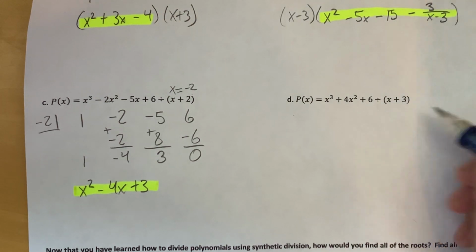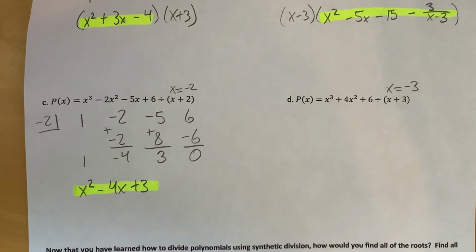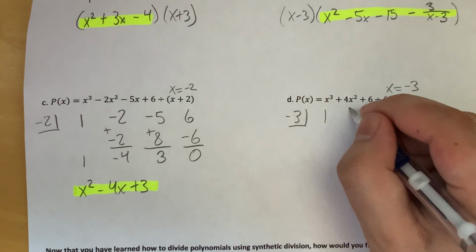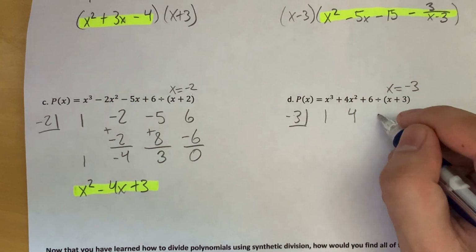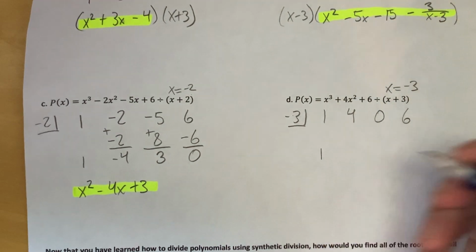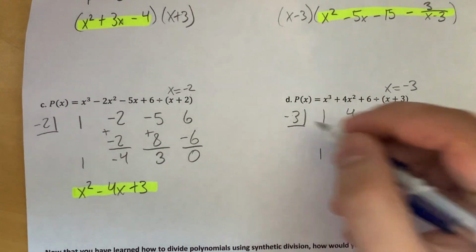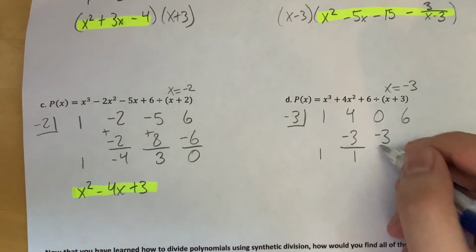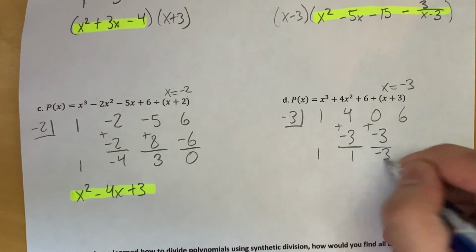What is the root that's given to us? x equals -3. So we're going to put -3 right there. We're going to put 1, 4, oh, we're missing an x, so we're going to put 0 and 6. So we're going to bring down the 1. -3 times 1, -3. We're going to get -3. So -3 plus 0 is -3.